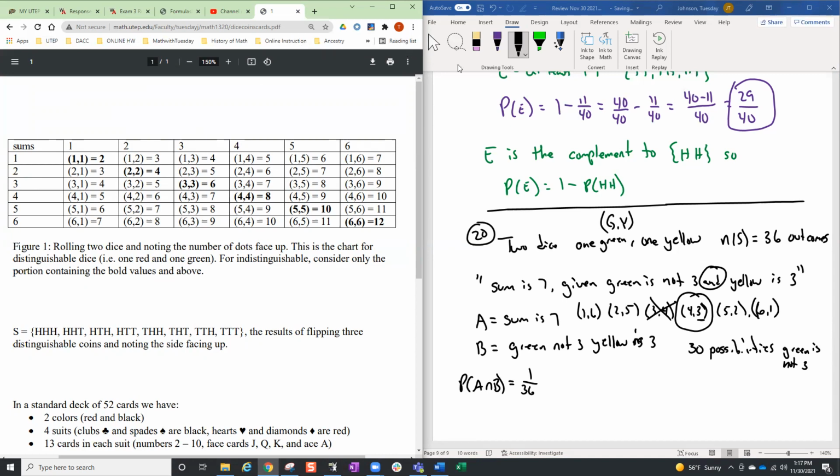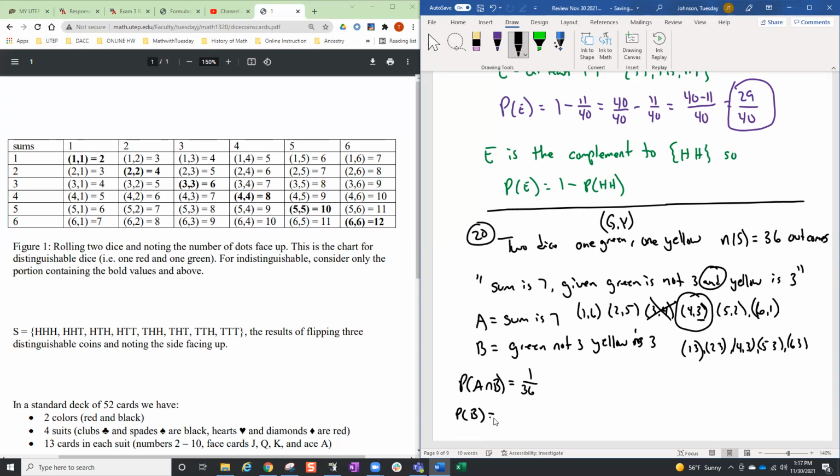So I don't need to look at those 30, it's an intersection, it's an and. The only times where the green one is not 3 and the yellow one is 3 is right here. We're looking at 1, 3, 2, 3, not 3, 3 because the green can't be 3, 4, 3, 5, 3, and 6, 3. The green one is not a 3, but the yellow one is a 3. It's 1, 2, 3, 4, 5 of those. So the probability of A given B is the probability of the intersection divided by the probability of B, which is 1/36 divided by 5/36, which is 1/5.